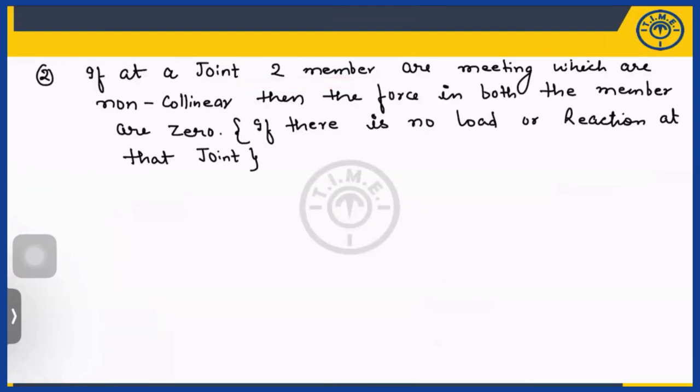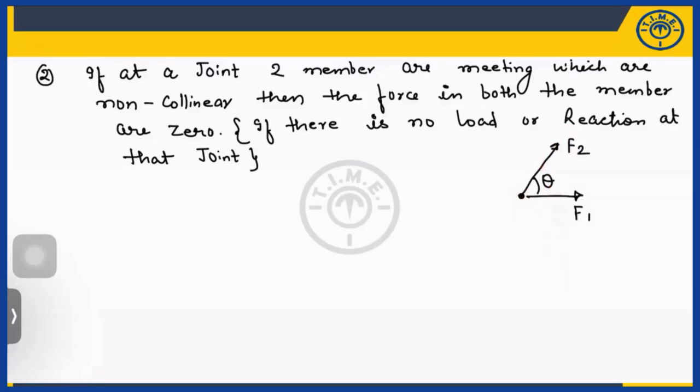If at a joint, two members are meeting, for example this joint, two members are meeting like this, F1, and this will be F2. They are making an angle of theta. Two members are meeting, there is no force acting at this joint. Because if there is a force, if you resolve, then you can easily calculate F2. But I'm telling, if there is no force acting, force in both the members will be 0.